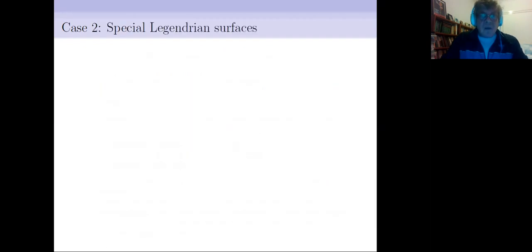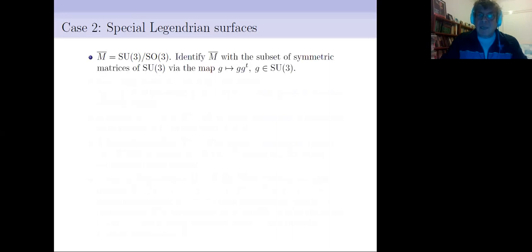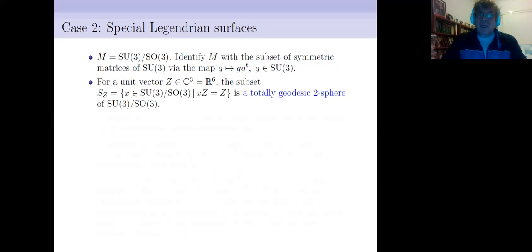Right. So, case 2, special Legendrian surfaces. What do we have in this case? So M is SU3 by SO3, and we can of course identify this space with the subset of symmetric matrices in SU3, where this map is the Cartan embedding, and it's isometric and everything. And then it turns out that the totally geodesic 2-spheres from which our Einstein hypersurface is constructed have a very nice description.